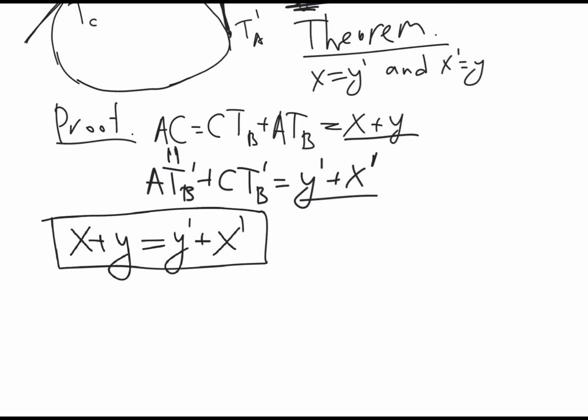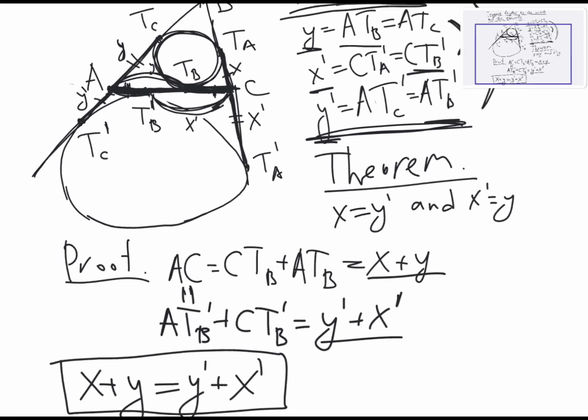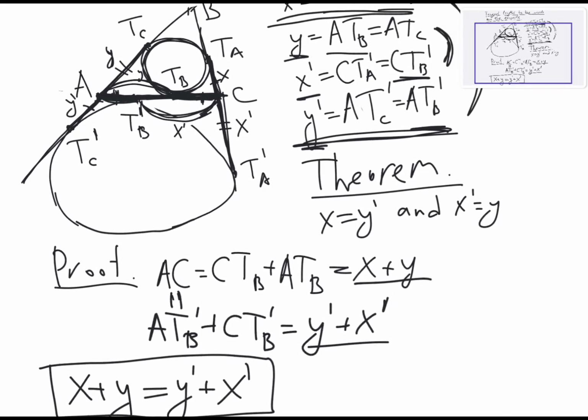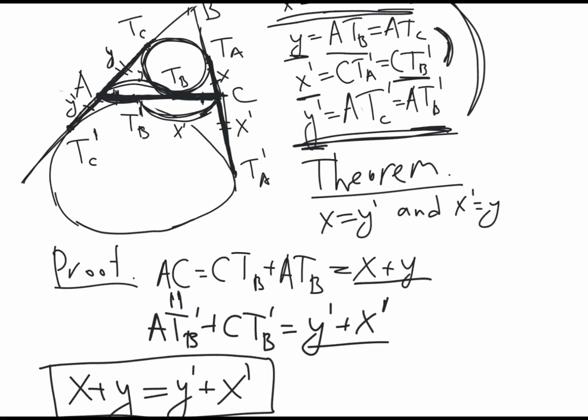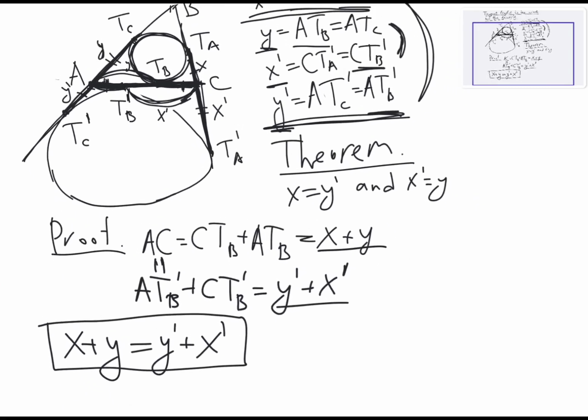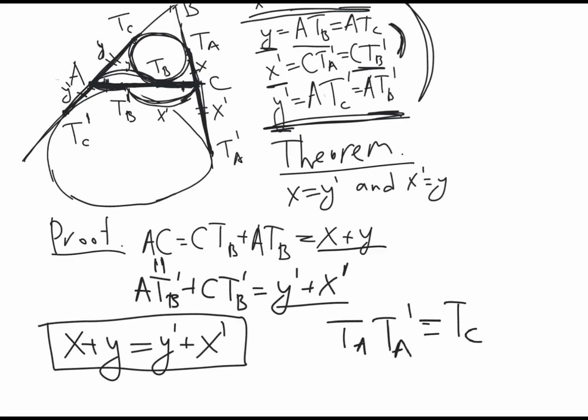So this is one equality, and another equality is that the external common tangents for the incircle and excircle are equal. So basically we have that TA prime is equal to TC prime, and why are they equal?